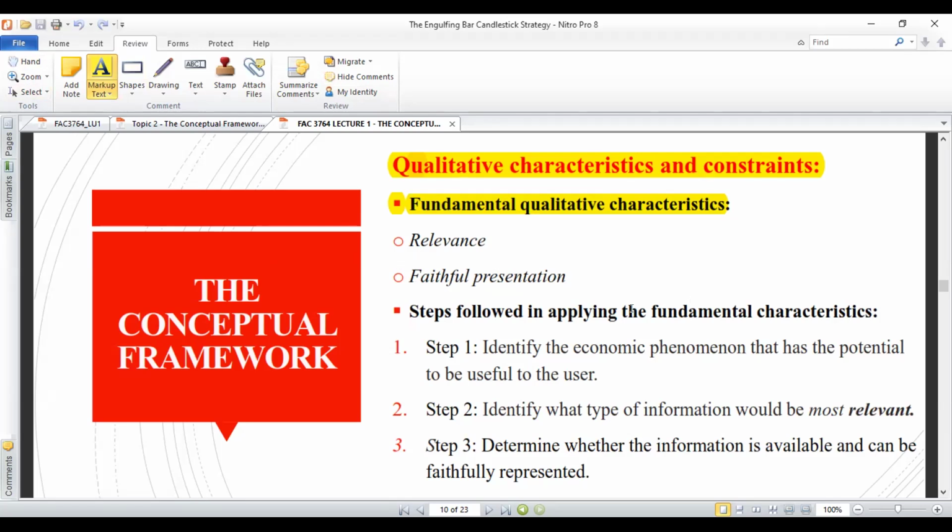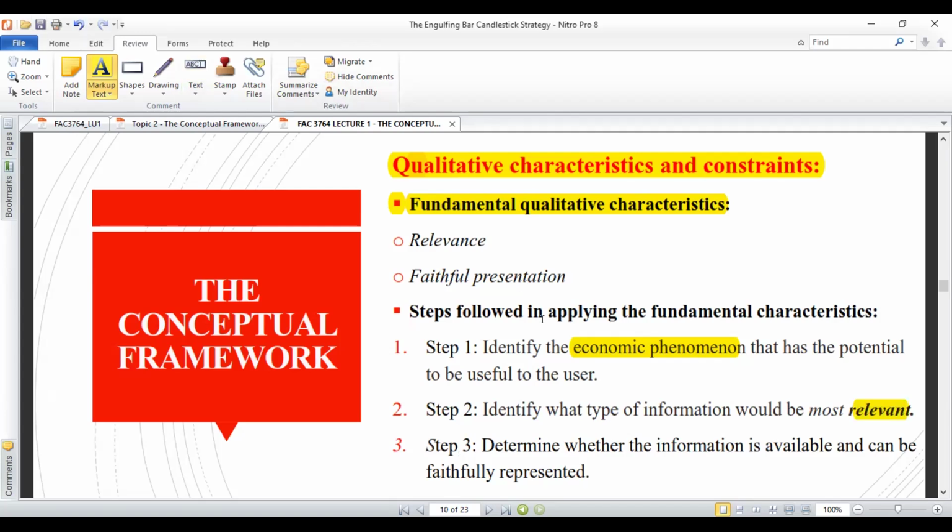Steps followed in applying the fundamental characteristics. Step one, identify the economic phenomenon. That is the potential to be useful to the user. That's number one. Number two, you identify what type of information will be the most relevant. And number three, determine whether the information is available and can be faithfully represented.